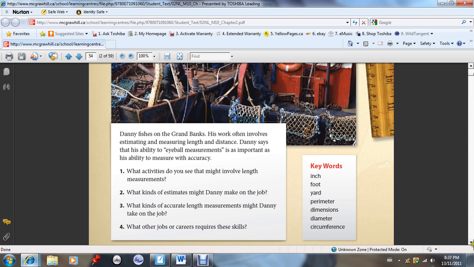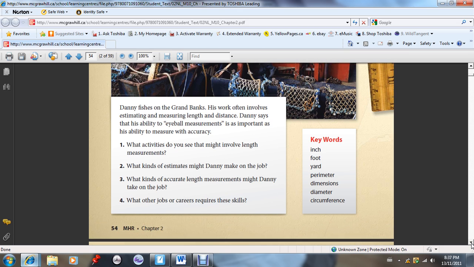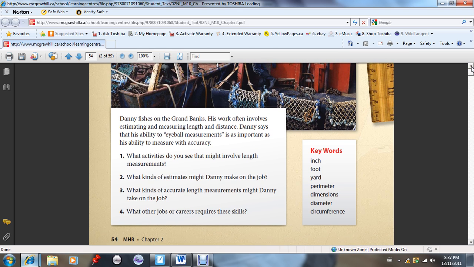Now it says, what other jobs or careers require these skills? Well, they're on the next page. Before we go there, though, you'll see on the right-hand side right here, keywords, and they're highlighted here for you in blue. We got inch, foot, yard, perimeter, dimensions, diameter, and circumference. You boys and girls have to be on the lookout for these keywords, okay? Inch, foot, yard, we've already met. They are measurements. Perimeter, we'll see. You probably have seen this, but might not be sure what it is. Diameter and circumference, yes, you've seen it. Dimensions, you've seen as well. But just be on the lookout for these in the next little bit.